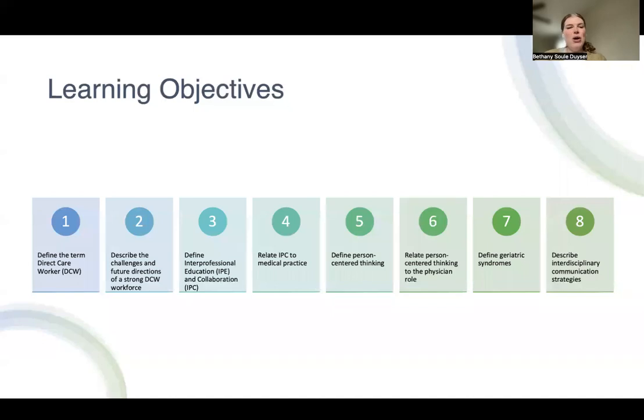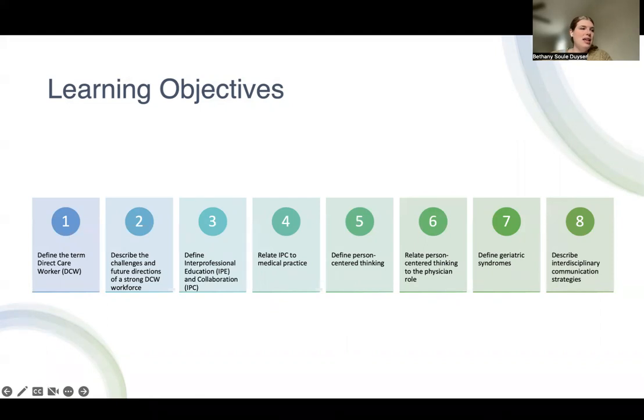Our learning objectives today: we're just going to go through, define the term direct care worker, describe some challenges and future directions of a strong direct care worker workforce, also define interprofessional education as well as interprofessional collaboration, relate interprofessional collaboration to the practice of medicine, define person-centered thinking, and relate person-centered thinking to the physician role. Finally, we'll talk a little bit about geriatric syndromes, as well as a couple of strategies for interdisciplinary communication that you might be able to use in our group activities.